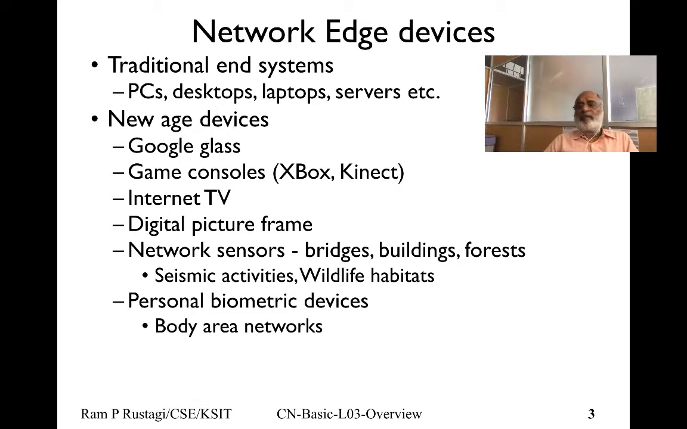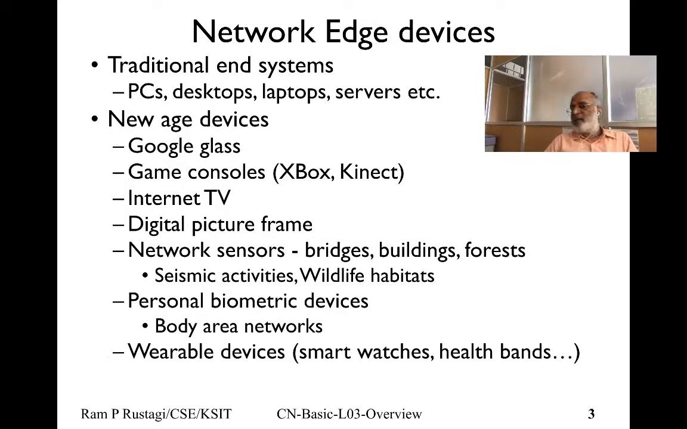And now we have devices called Fitbits, which basically fall into what we call body area networks. And then, as we said, we have already seen the iWatch, like Apple's iWatch or other smart watches, which measure your BP, your heartbeat, and other stuff, health bands, and so on and so forth.